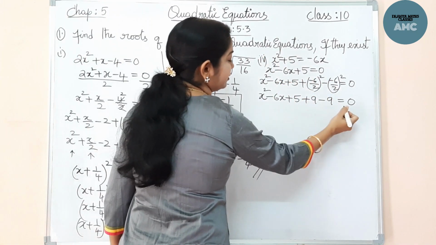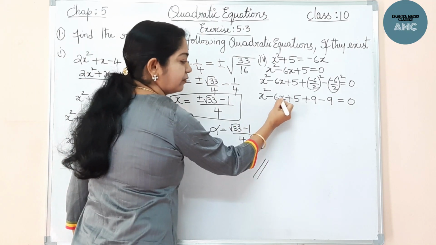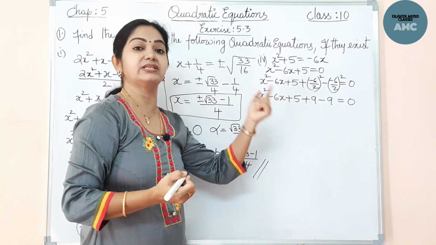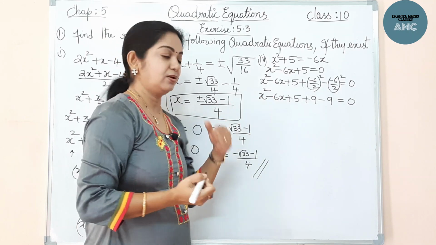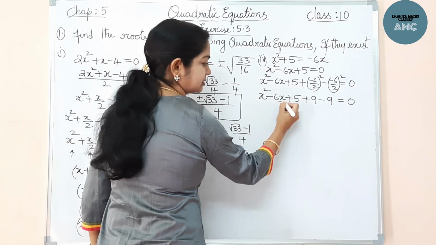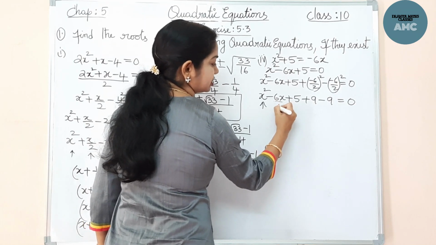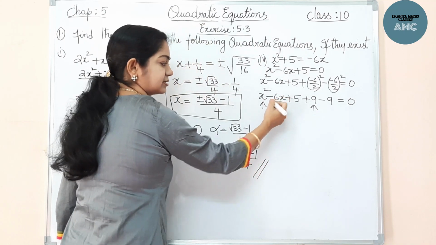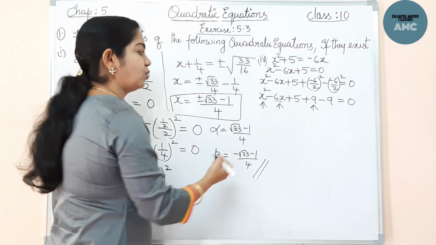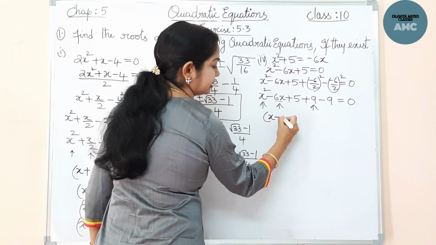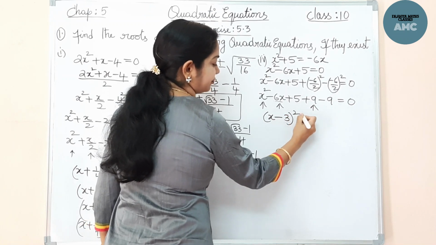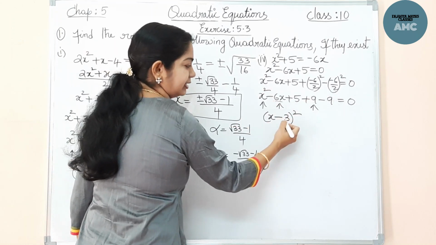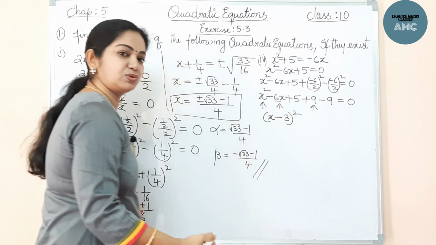Now here, the x coefficient is minus. So we have to see the a minus b whole square formula. There is minus in the x coefficient, so you have to take the minus formula. So if you expand and check it out, a square, b square is 9, minus 2ab comes to 6x.